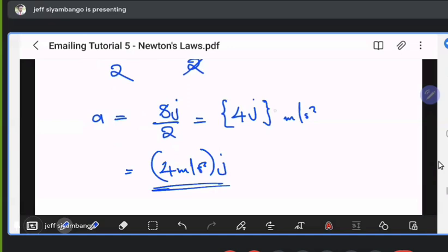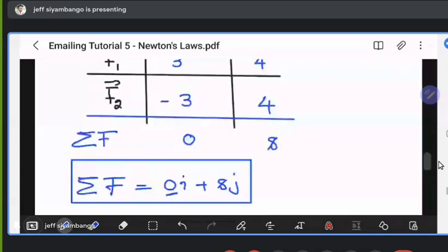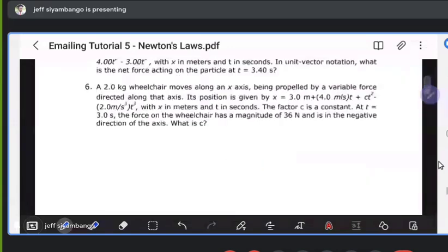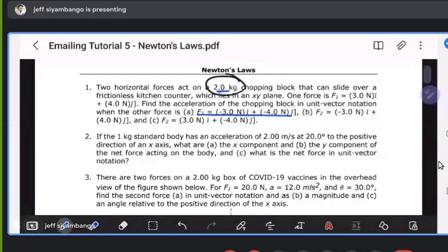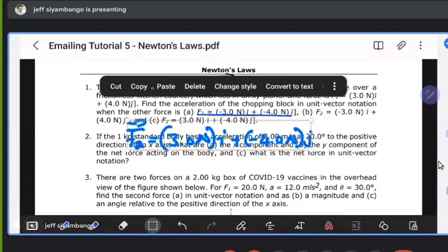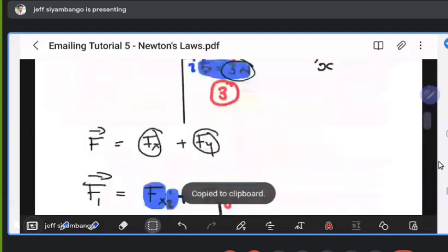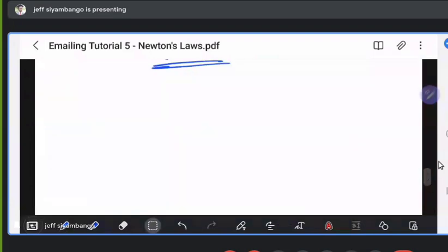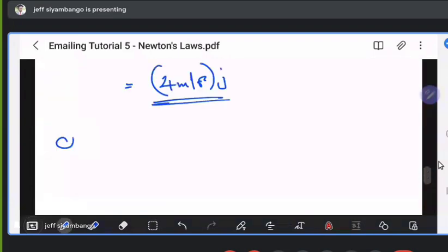Okay, so that answers B. I hope you guys are getting the hang of it now. Let's look at C. C is saying F2 is equal to 3.0 newtons I, plus minus 4.0 newtons J. So what will happen there? So this is now C.